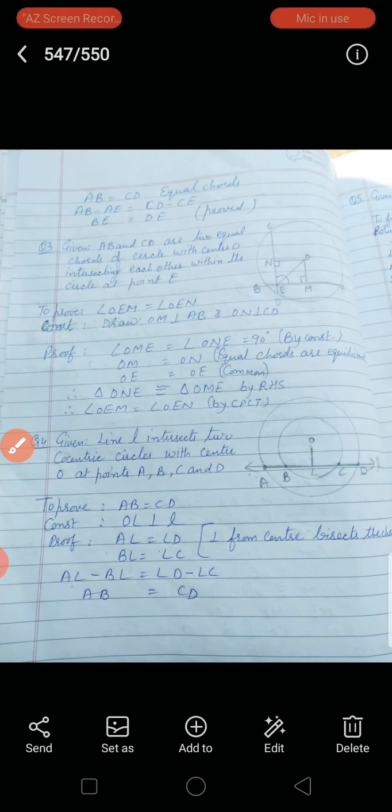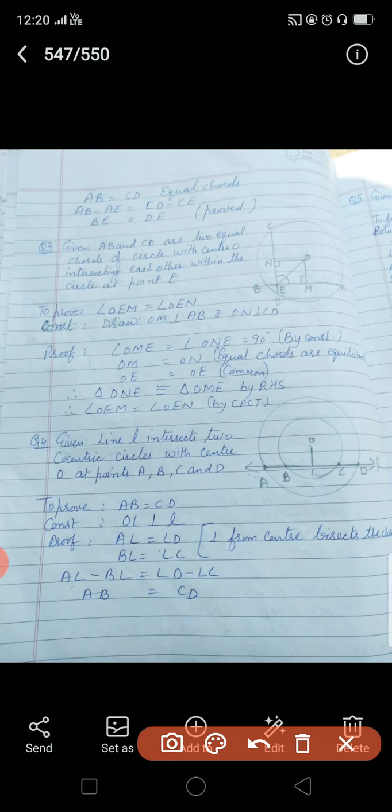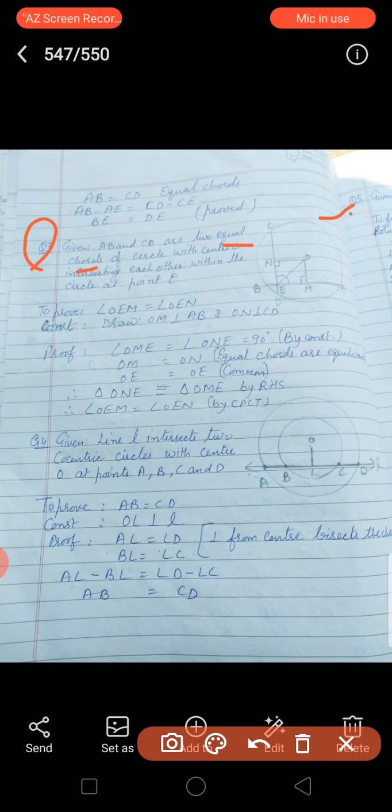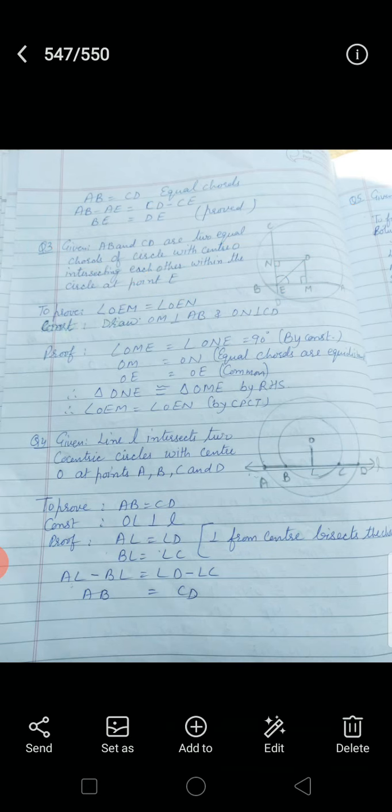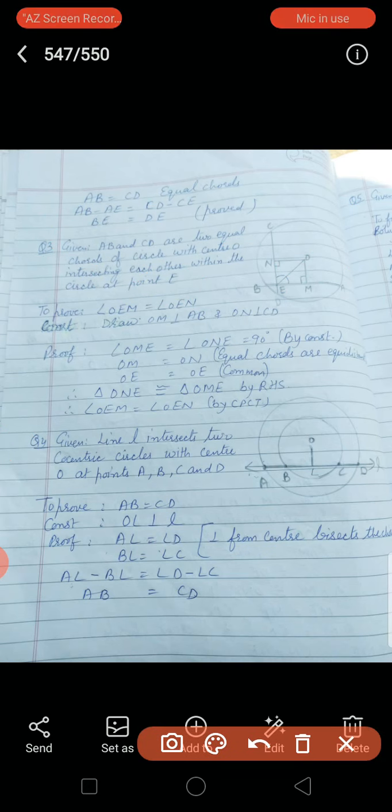Now come to question number 3, right? In question number 3 you can see that here we have given this figure, and AB and CD are two equal chords of the circle with the center intersecting each other within the circle at the point E, right? And we have to prove that this angle 1, if I draw this angle 1, and this angle 2 are equal, right? So let us start. How we can show them? By using CPCT. And how we can apply CPCT? By showing the triangles are congruent.